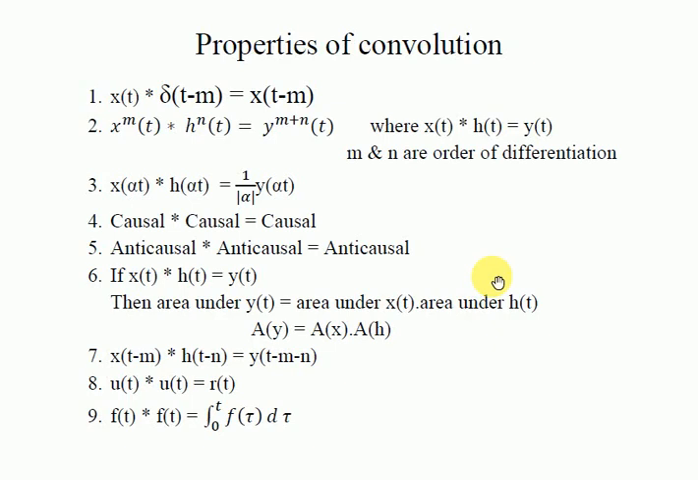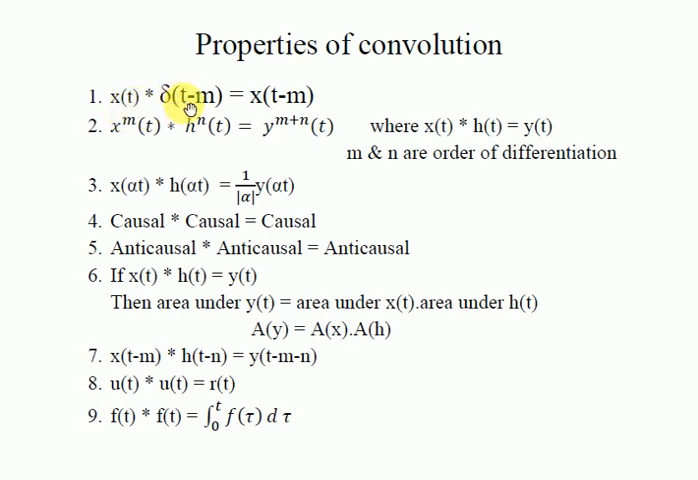In last class we discussed LTI systems and the basics of convolution. We have already discussed a few properties of convolution also. I will cover the remaining ones in this lecture. So the first property of convolution is x of t convolution with delta of t minus m equals x of t minus m. It is an important property.